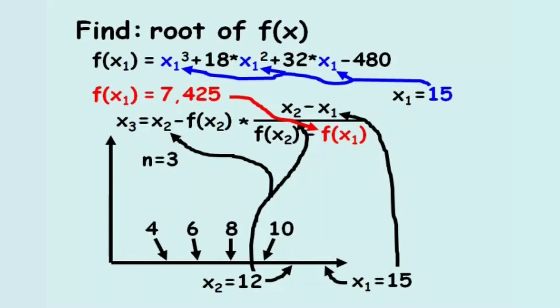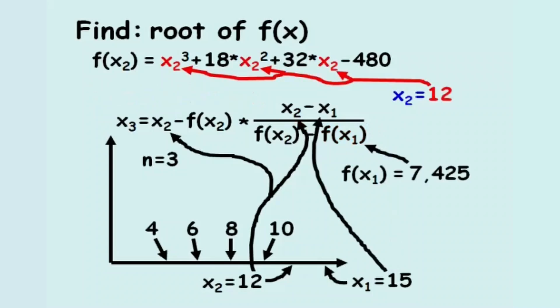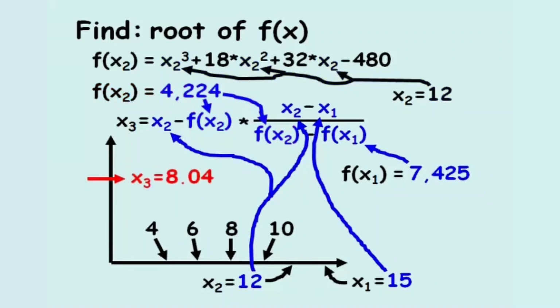To solve for f of x2, we'll plug in 12 into our equation, and f of x2 equals 4,224. Now we can solve for our value of x3, which equals 8.04.